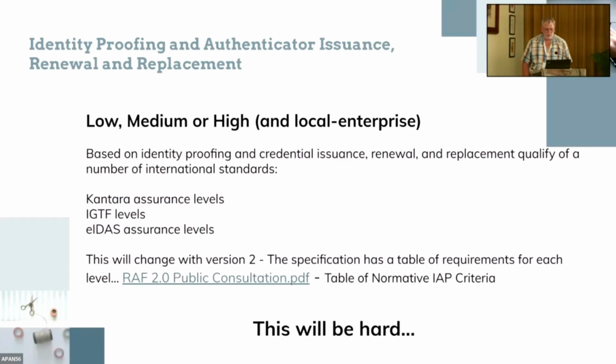This is going to change with version 2. And there's now, in version 2, a specification. The specification has a table of requirements for each level. And there was a consultation period, which I believe is closed. Yes, we extended it for a short period of time, but it isn't. Yep. And in there, they have a table of normative IAP criteria.